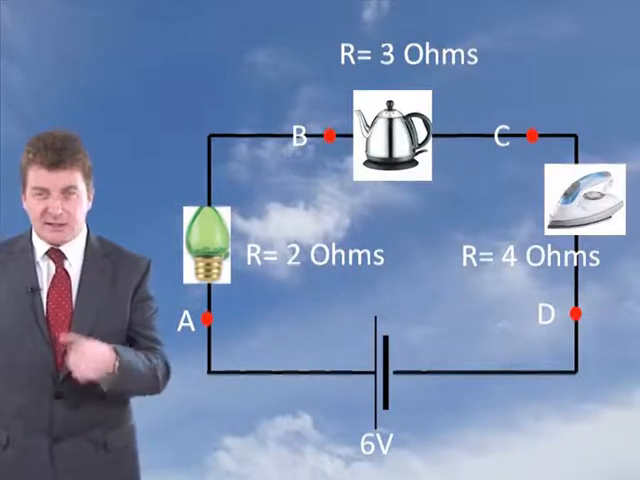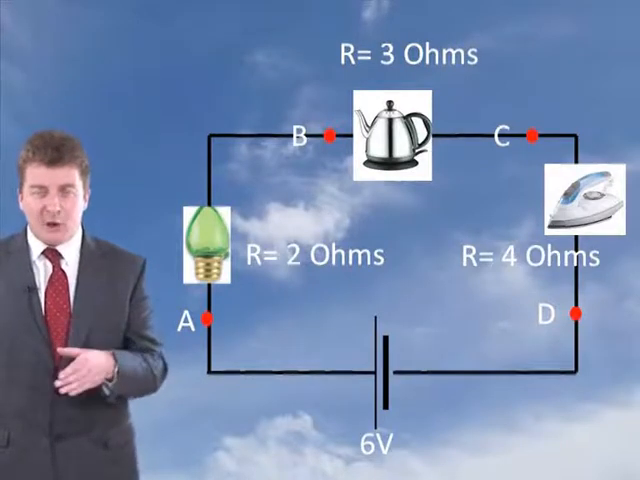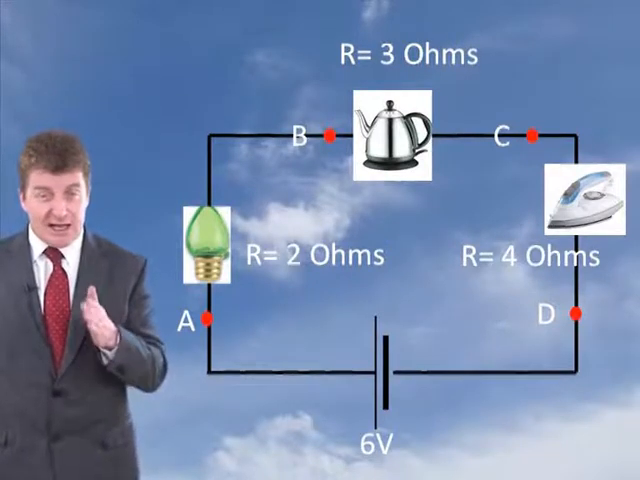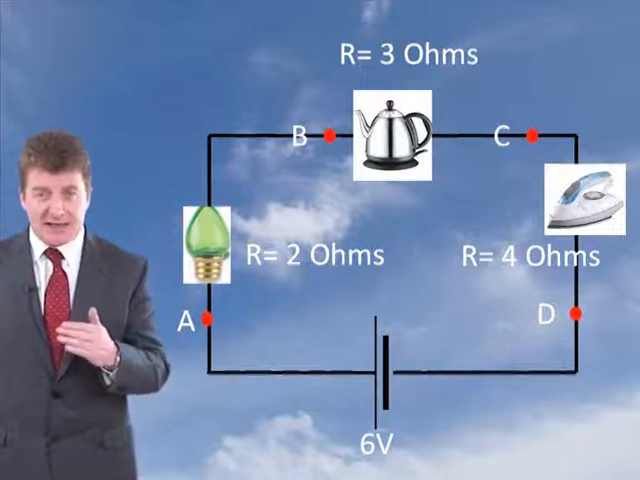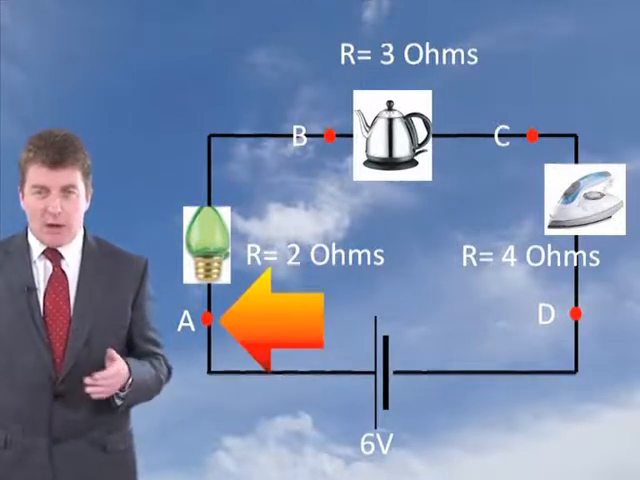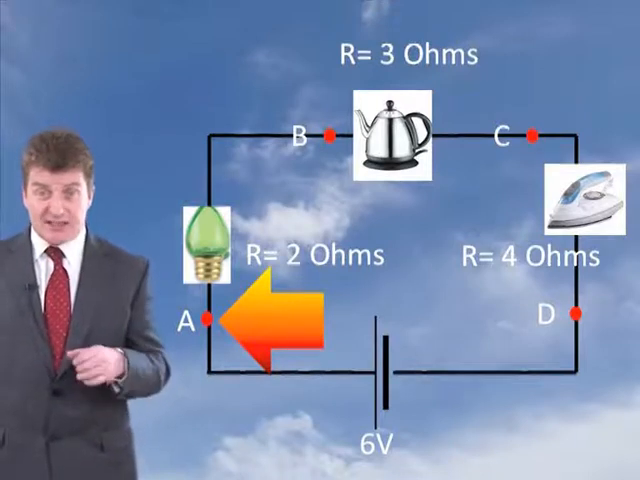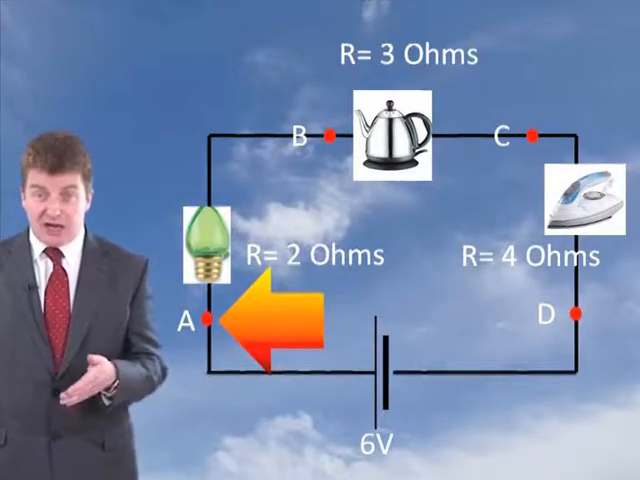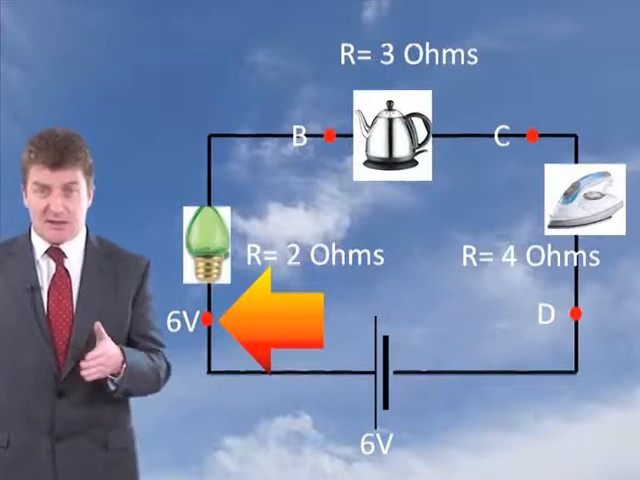So if you ignore the resistance of the wire, what would the voltages be at these points, A, B, C and D? Can you see those points A, B, C and D? What would they be? Well, at point A, because we're ignoring the resistance in the wire, there's no drop. So the voltage here would be 6 volts. It's the same as at the battery.